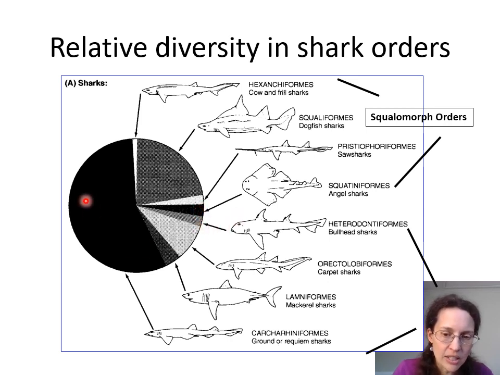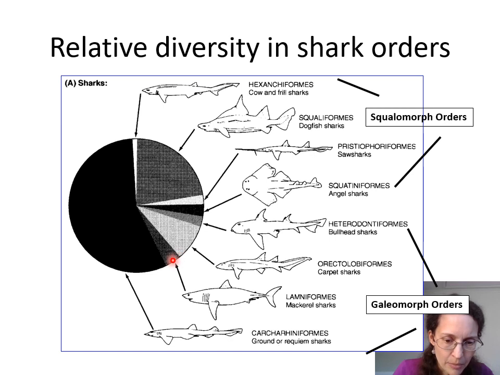And then on the rest of it here, these are going to be our galeomorph sharks. So we have our bullhead sharks, we have our carpet sharks, we have a few of our lamniformes here, our mackerel sharks, but most of them are those ground sharks, those requiem sharks, the carcharhiniformes, making up most of it. So when we think about the sharks, we have to think in general of their major characteristics, right? We have our galeomorphs, which we tend to think of as maybe a classic shark. The greatest diversity of the sharks, right? You'd have to say it's close to 70–75% of the sharks here.